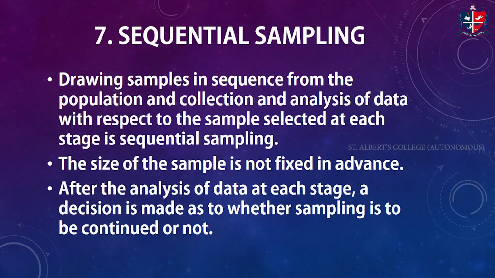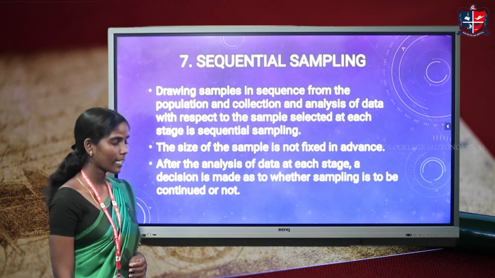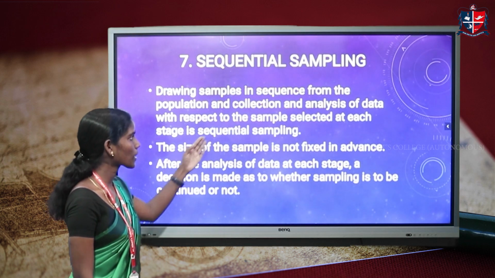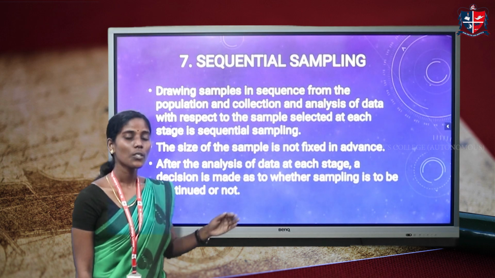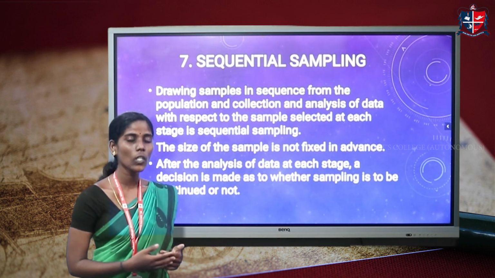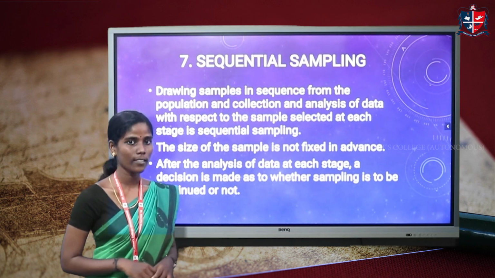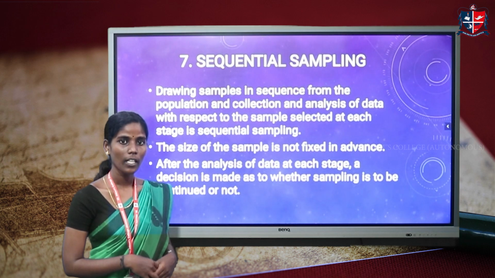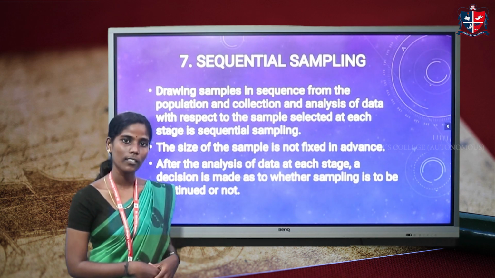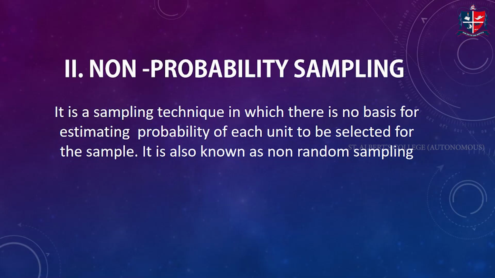Next one, sequential sampling. Drawing samples in sequence from the population and collection and analysis of data with respect to the sample selected at each stage is sequential sampling. Okay, so here we are taking the samples in a sequence mode, and from the units we are collecting the data and making analysis. If the data is not enough, we are taking another sample and making data collection and analysis. The procedure goes on up to the level of research. So these are the probability sampling techniques.